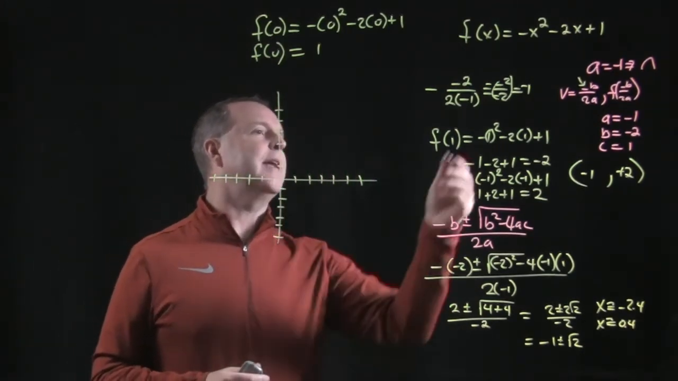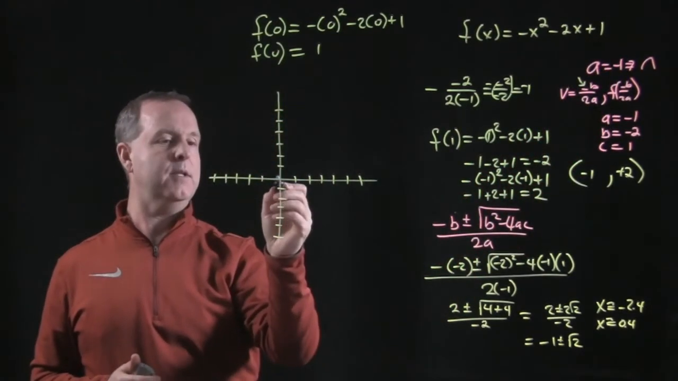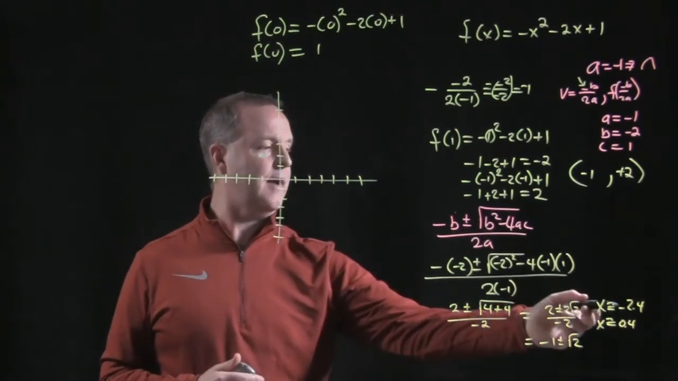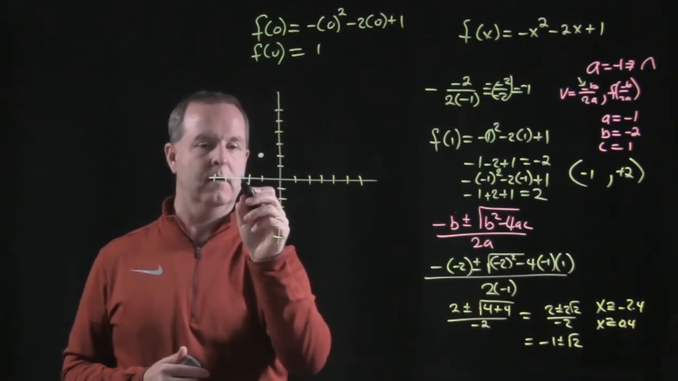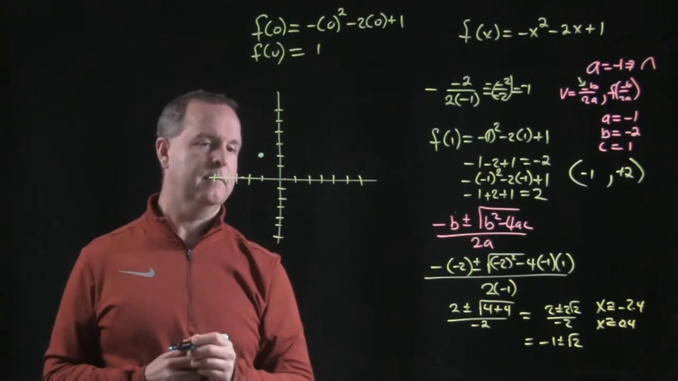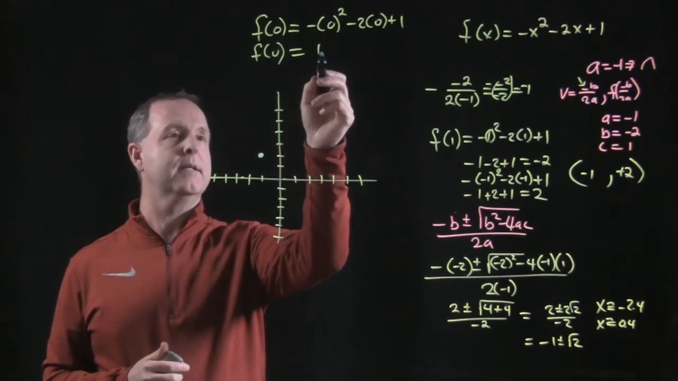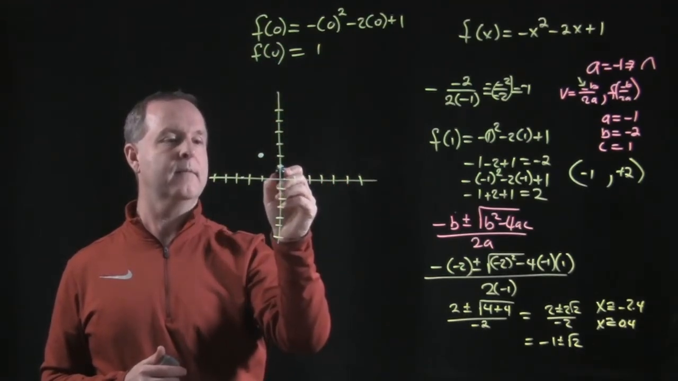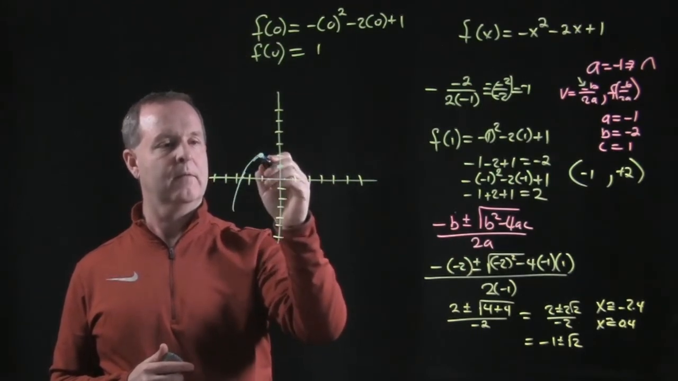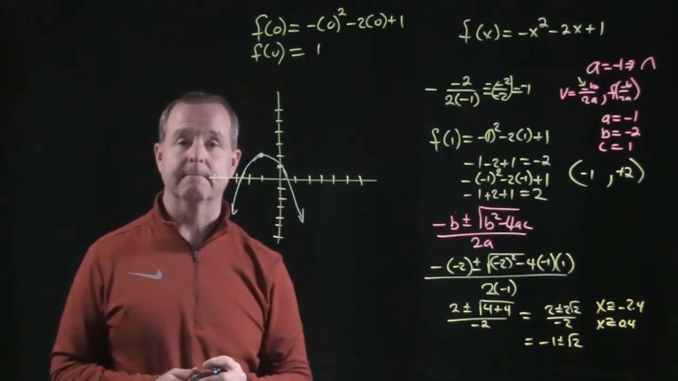We know my graph opens downwards right here. My vertex is the point -1 and up 2. I have values where they cross at roughly -2.4, around there, and roughly at 0.04. And then I have a y-intercept, f of 0 at 1. So I have a graph that looks roughly such as that.